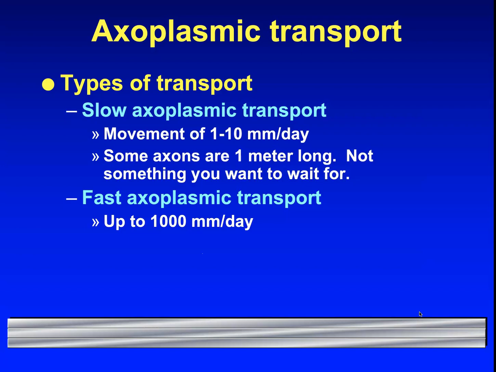But the slow movement is about 1 to 10 millimeters a day. Now some axons are a meter long, so that would be really inconvenient. It would take 6 months or something to get down there. There's also fast axoplasmic transport, which is up to a meter a day. That's going to be more membrane-bound materials, synaptic vesicles, membrane proteins, peptide neurotransmitters.